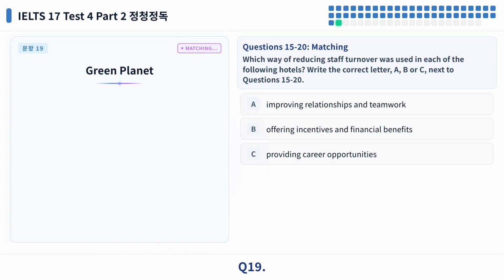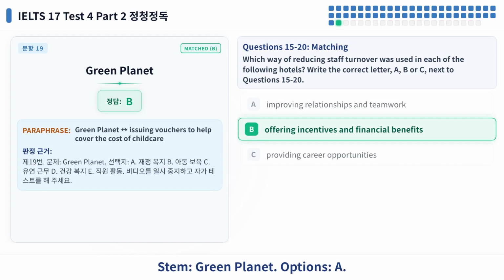Q19 STEM, Green Planet. Options: A, financial benefits. B, childcare. C, flexible working. D, health benefits. E, staff activities. Pause the video to test yourself.